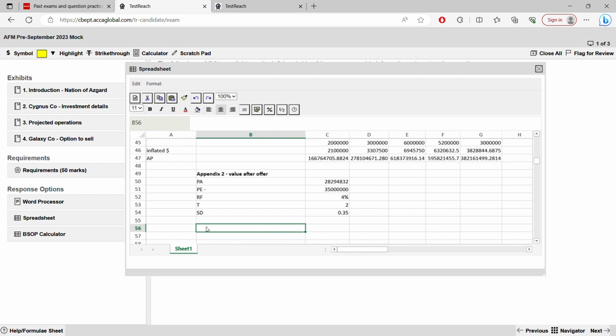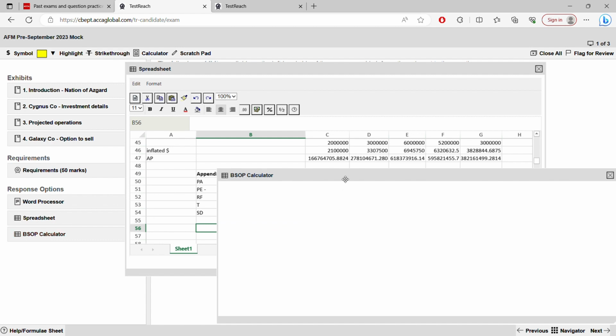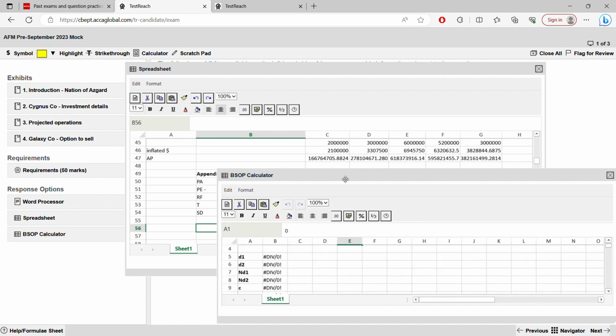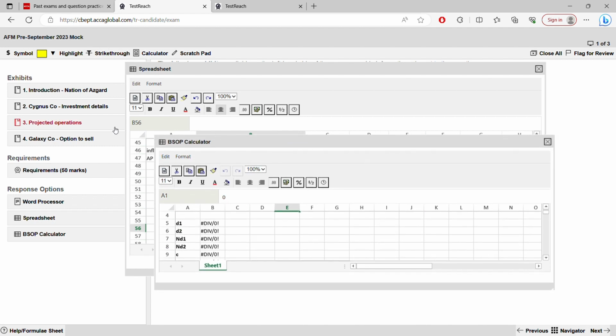You have to use this Black-Scholes option pricing model to calculate your D1, D2, ND1, ND2. Remember, it's an option to sell. It's a put option. You first have to find the call option, then the put option, then add it with net present value. So here, D1. Okay.